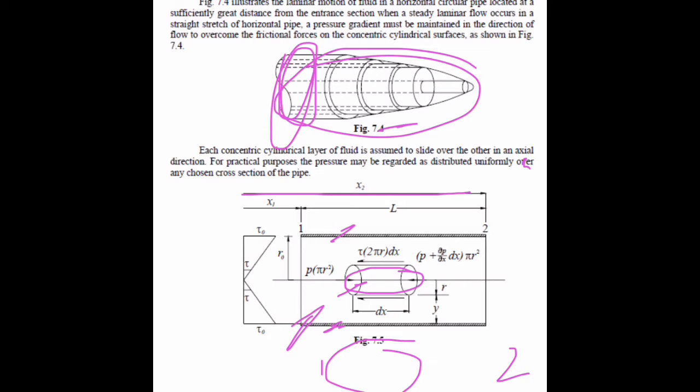In one, pressure force P into pi r square will occur on the surface, and this force will act along the direction of flow. Another pressure force will occur against this pressure force, which is given by P plus del P by del x into dx, whole into pi r square. It means pressure into area gives the pressure force.